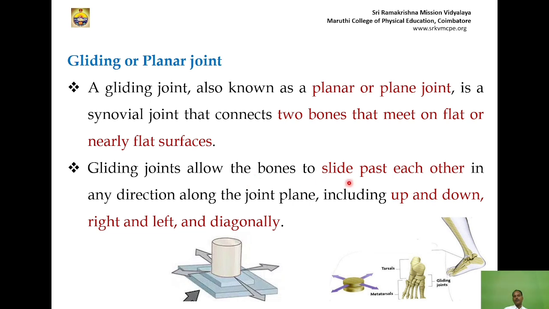Gliding joints allow bones to slide past each other. So it is joined together on a flat surface, and one flat surface moves on the other. It will only move forward and backward, right and left, or up and down. There is no rotation or flexion, extension. There is no other movement possible. It only moves up and down, or right and left, or diagonally, because the bones articulate on a flat surface.